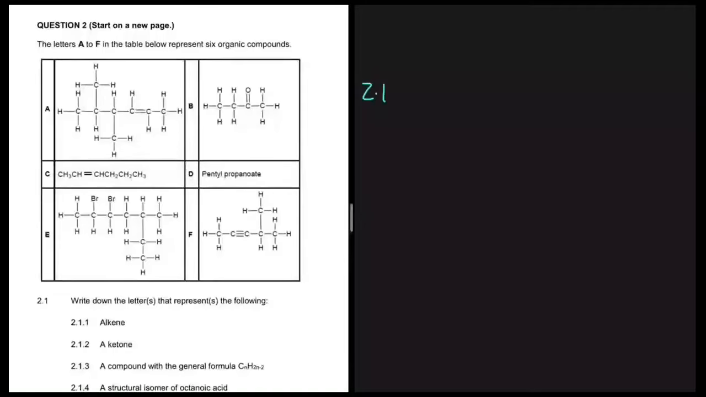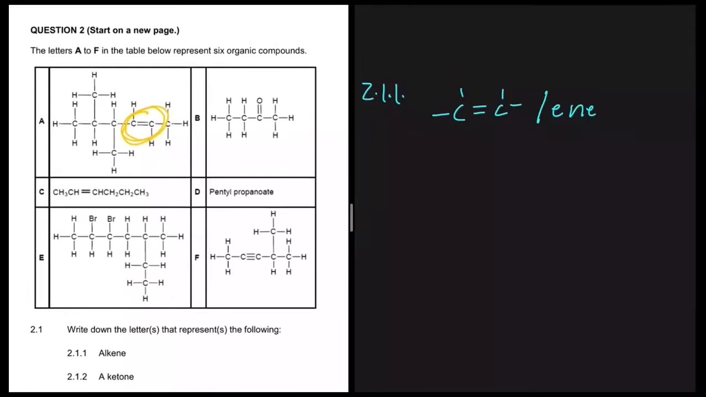Which letter represents an alkene, right? So what we want to do here is to look for the functional group of an alkene. We know that in an alkene, we have a double bond, and the name ends in E-N-E. So when we go to our table here, whatever has a double bond or a name ending in E-N-E, we know fully well that it's an alkene. Clearly on A here, we have a double bond. So as soon as we see a double bond, we know that it's an alkene. So right now we can just write A.